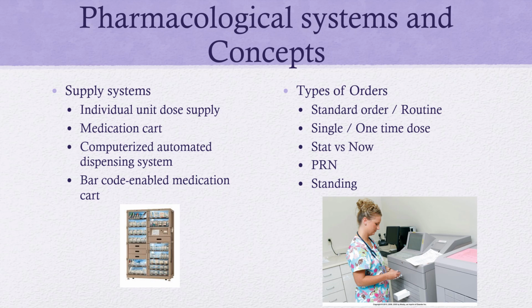A single or one-time dosing is just what it is. Vaccination is a common single or one-time dosing. You give a flu shot one time a year. Stat versus now. Stat meaning urgent, stop all priorities and do it now. Now means I'll do it next.